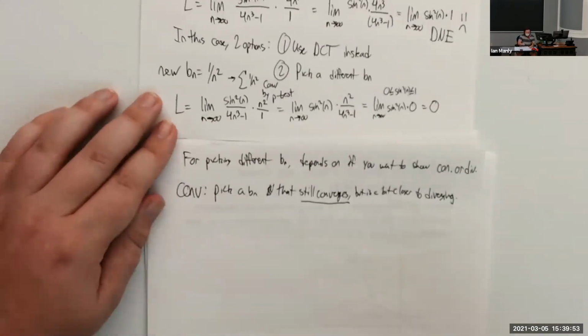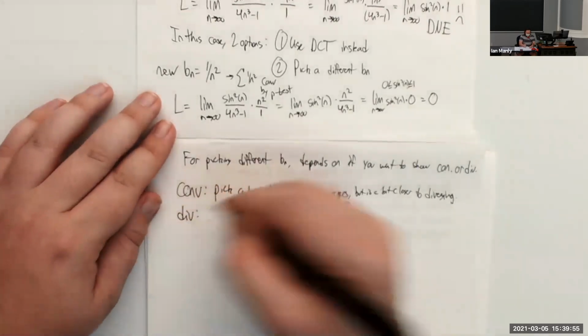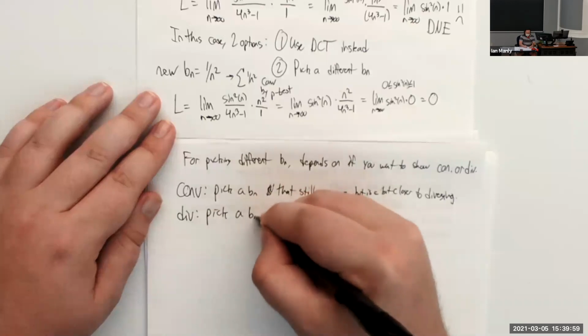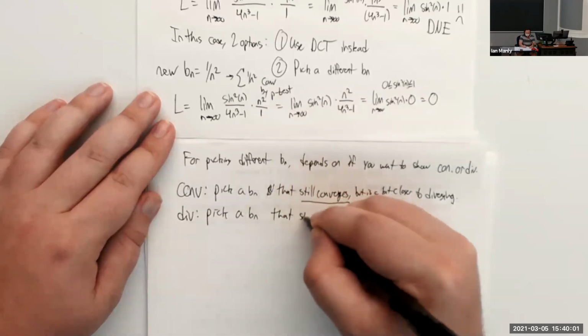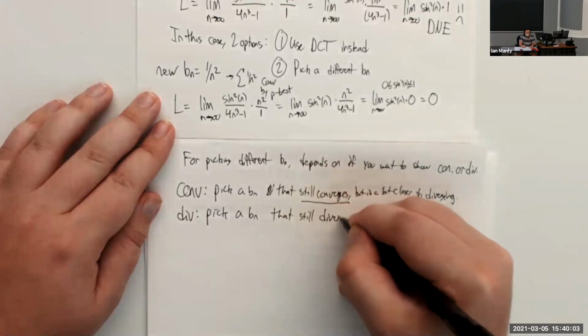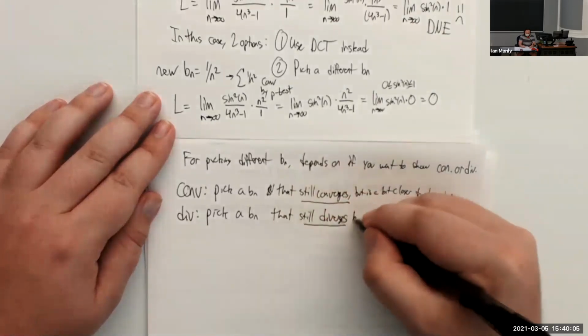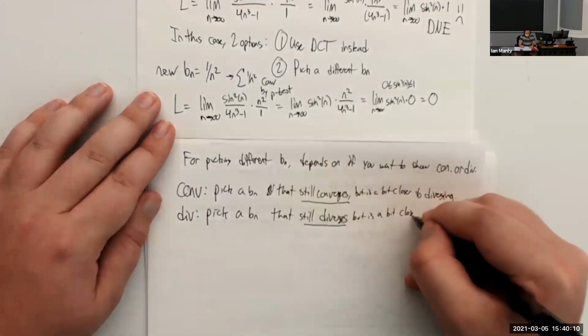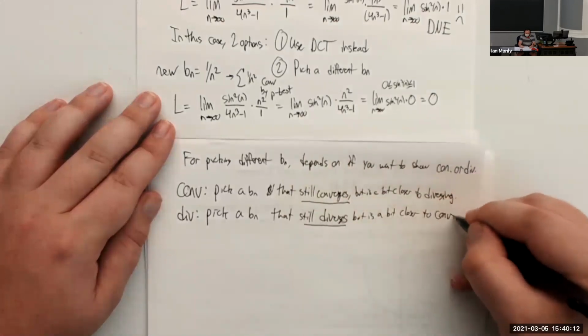Now, what about diverging? Well, the reasoning is going to be the same, except it's going to go the other way. Pick a BN that still diverges, but is a bit closer to converging.